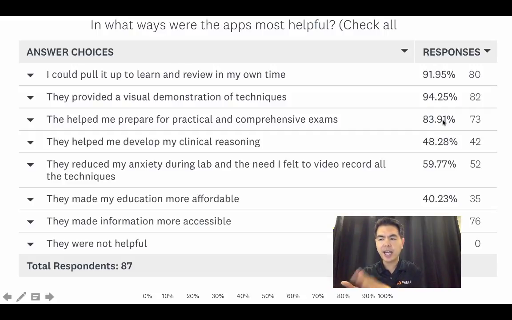Because now in their hand is the app that pulls together stuff that I learned in Ortho 1, Ortho 2, range of motion, manual muscle testing, my TheraX class, all of it in one place. It helped to develop my clinical reasoning. It reduced my anxiety during lab so I did not have to record everything. Almost half the class said it makes my education more affordable, that you've helped me to get these resources. And it does make information more accessible.